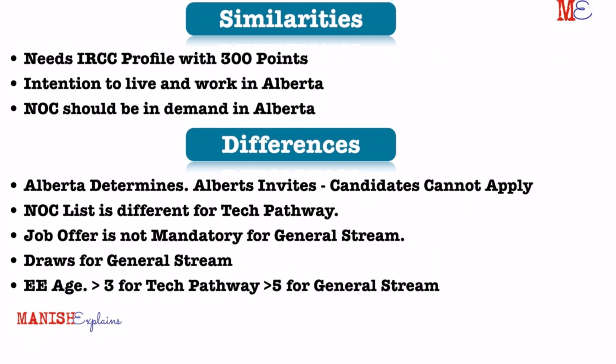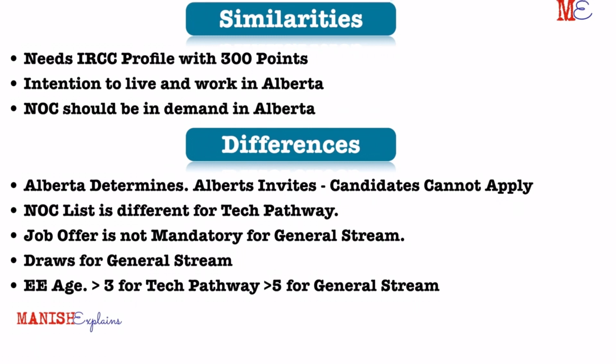So we have to understand that for the general stream, there is a draw that happens every few weeks, maybe every few months. Unfortunately, the data is not as transparent and as updated as the federal draw, but still what we know is that periodically, in a month or so, the Alberta draw data is updated on the AAIP website. So there is a draw under the general stream for the NOIs.